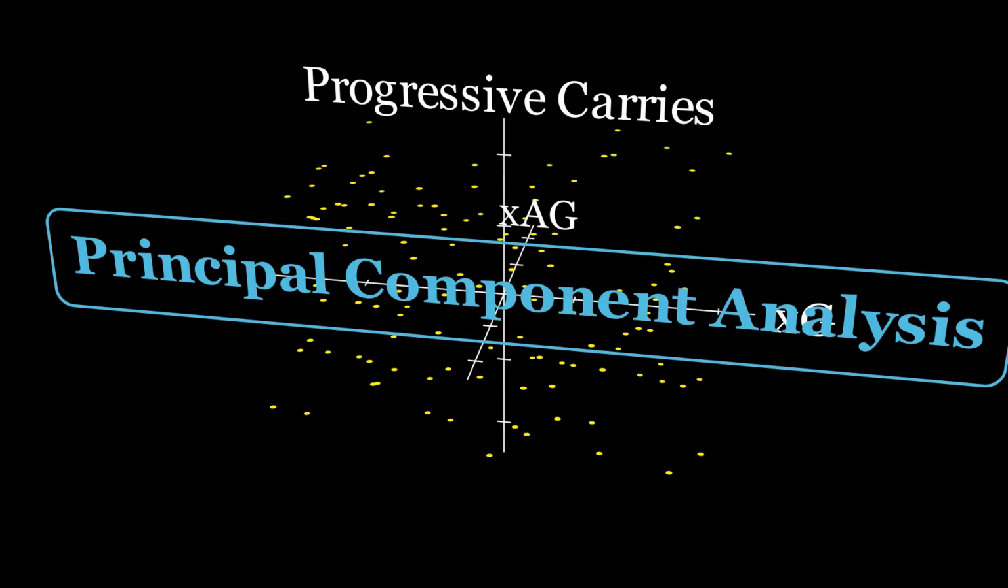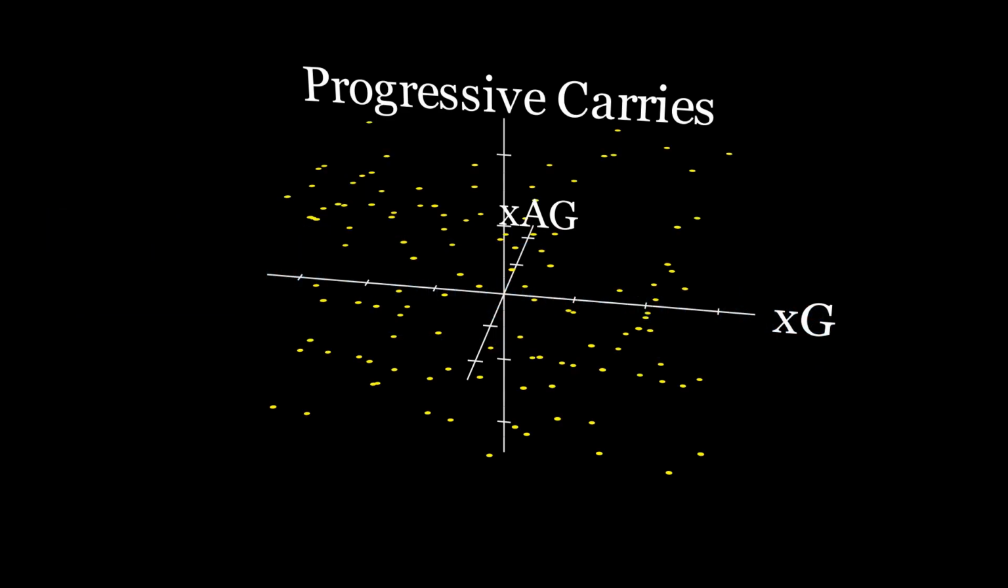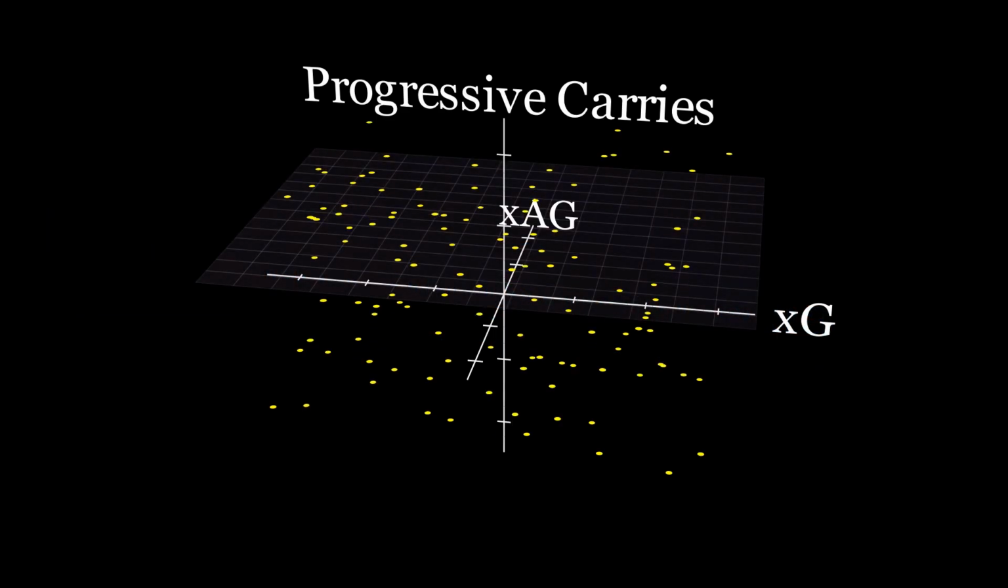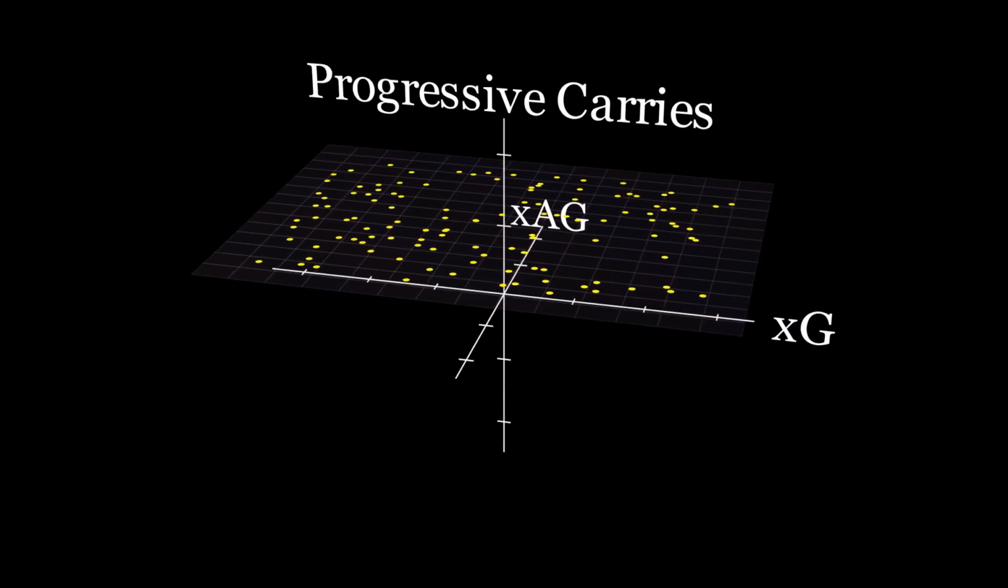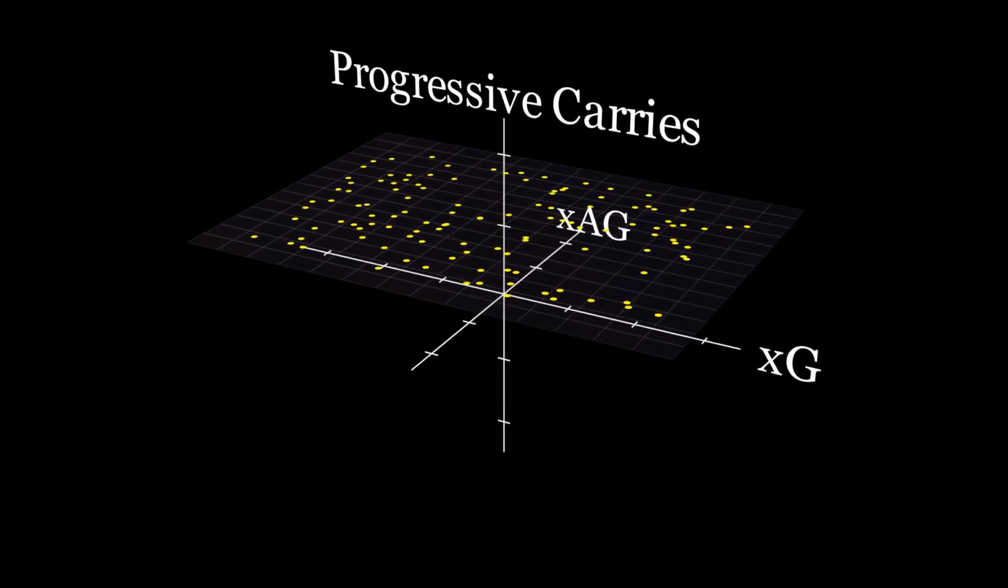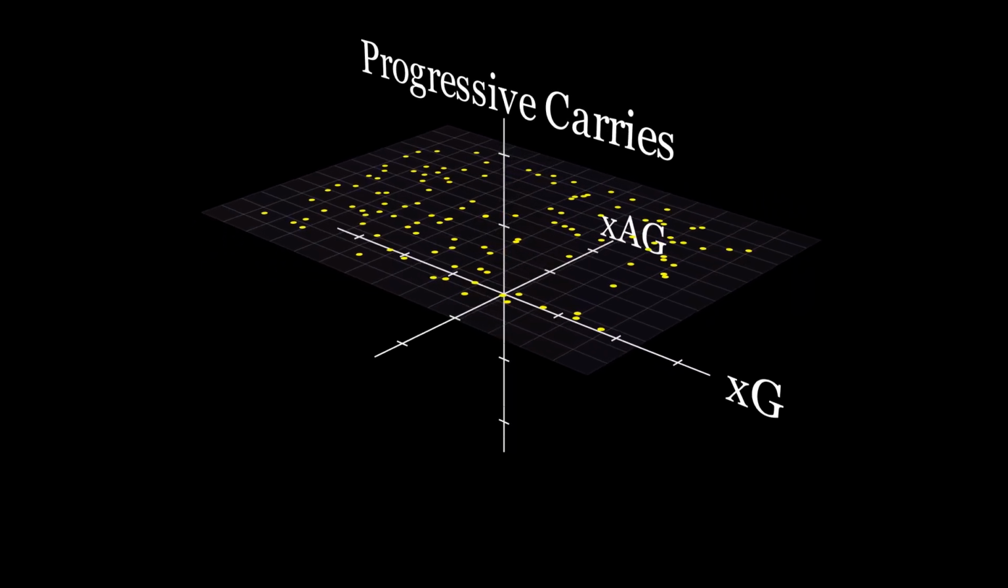PCA finds new directions in the data that preserve the most important differences between players, allowing us to compress many metrics into just a few meaningful dimensions. Let's look at a simple example of how that works.